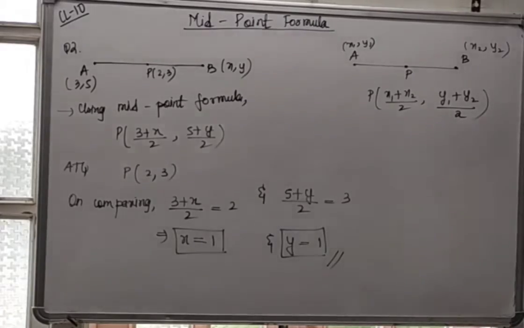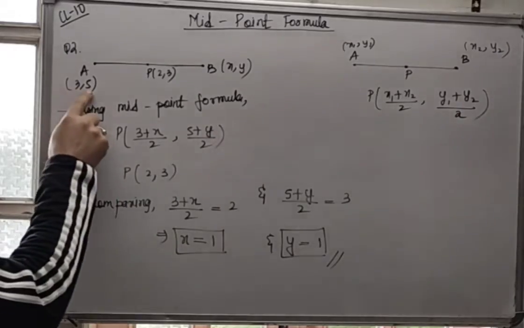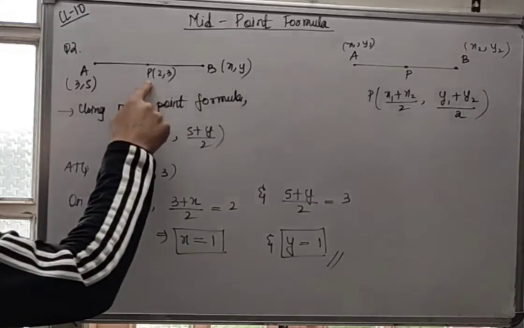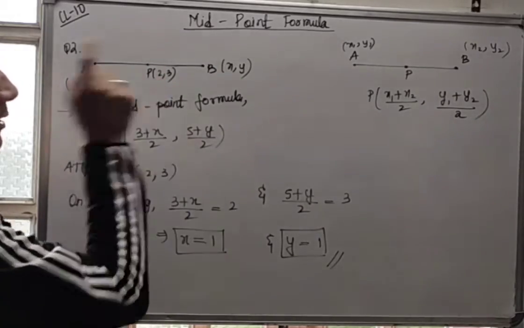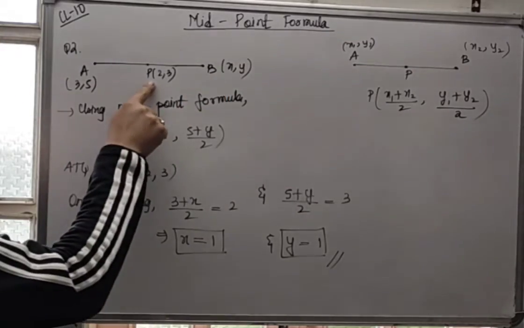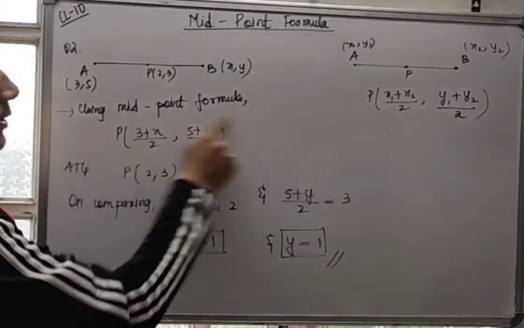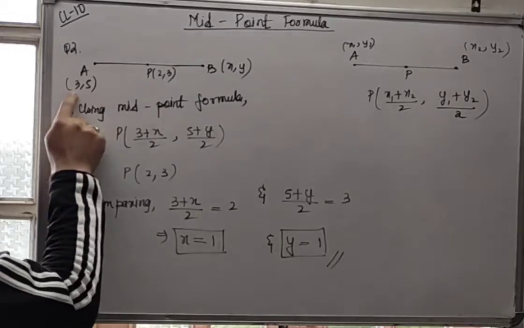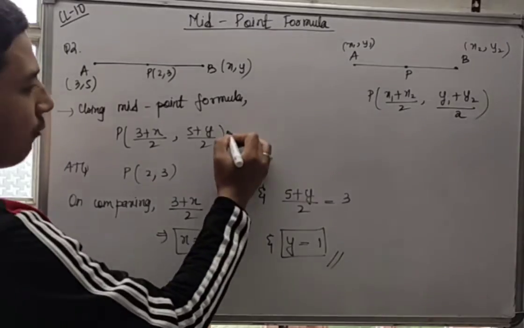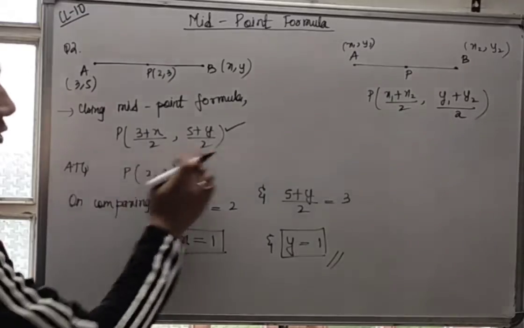Alright, question number 2 says that point A and point B have coordinates 3, 5 and x, y. This is point A and point B. Capital P is the midpoint of AB having coordinates 2, 3. You're asked to find the value of x and y. Now P is the midpoint according to the question. But if I use the midpoint formula, can I find the midpoint P as 3 plus x divided by 2 and 5 plus y divided by 2. This is according to the formula, and this is according to the question.